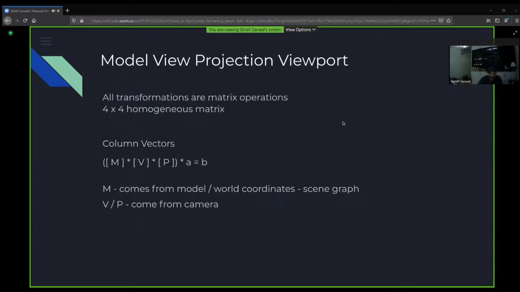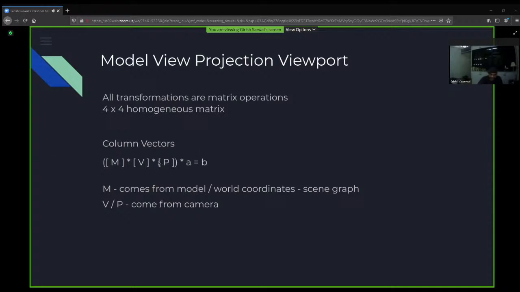So once we have our transformation matrices ready, like we discussed, all transformations are nothing but matrix operations. When we are working with 3D, we use a 4x4 homogeneous matrix. Whether you're working with color, vertices, or normals, essentially there will always be a three component vector. So they're always going to look the same. What happens is that the actual matrix that you multiply it with is generally a 4x4 matrix.